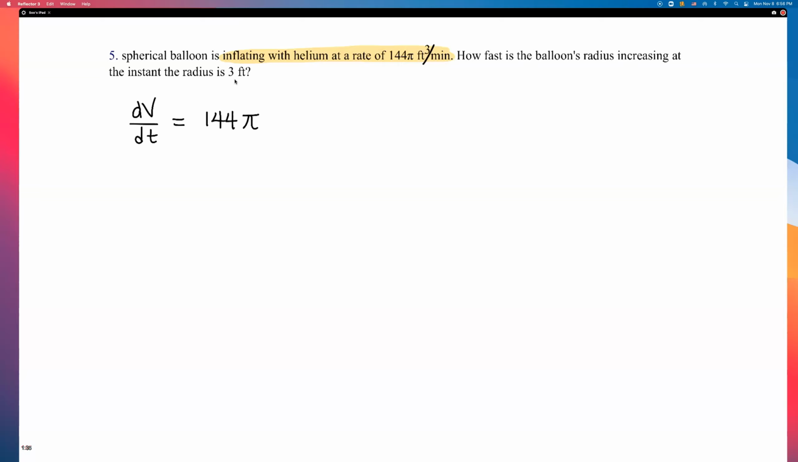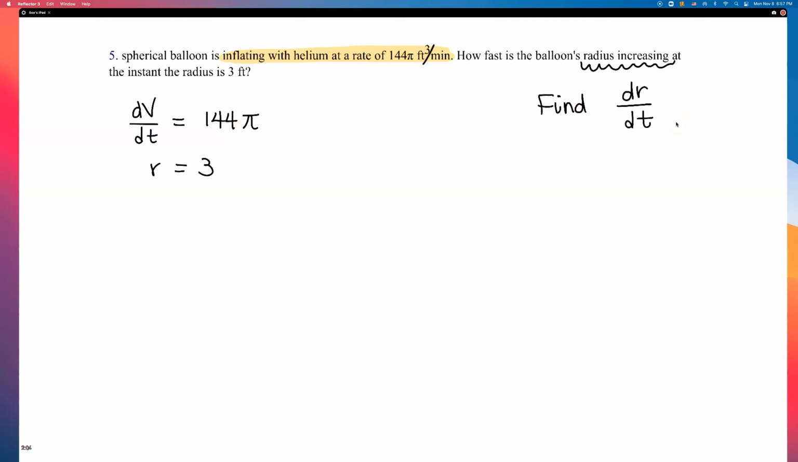How fast is the balloon's radius increasing? So what are they asking for us to find? Okay, how fast is the radius changing? We are asked to find dr/dt, the change in radius with respect to time. And they're telling us that the radius is 3 feet at that instant. They want the dr/dt of. So we have two givens. We know what to find, but where is that equation, right?